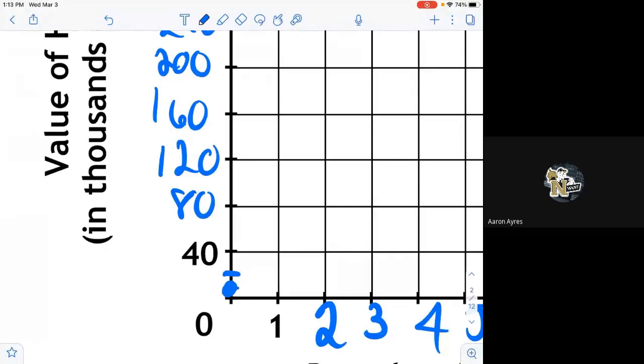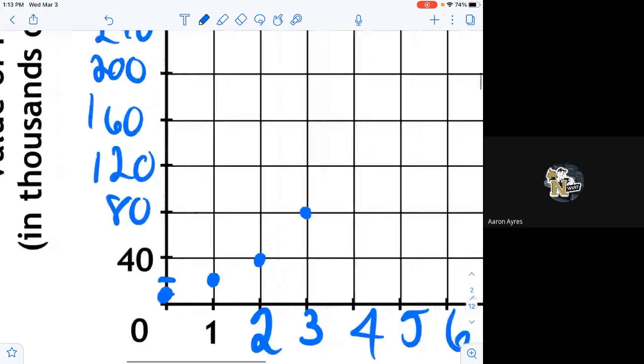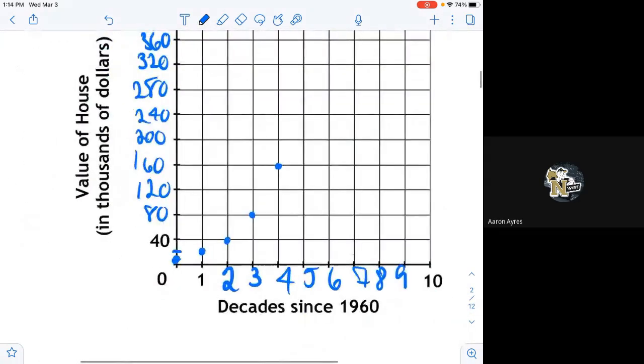Okay. After 1 decade, 20,000. After 2 decades, 40,000. Am I okay so far, everybody? What would it be for 3 decades, class? What was the value of the house? 80,000, right? 4 decades? 160. And then finally 5 decades? 320.